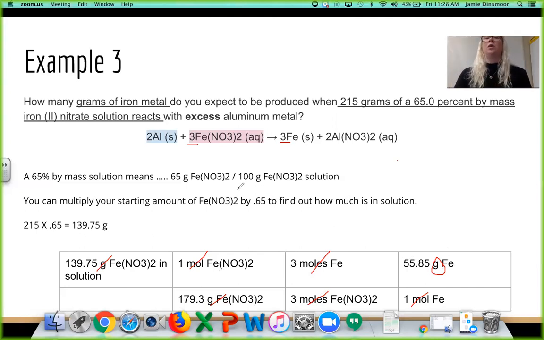So the trick on this one was that we weren't given molarity. We were given this percent mass solution, which is a new kind of way to see that. Again, that means that only 65% of that solid mass actually dissolves and becomes part of the solution.